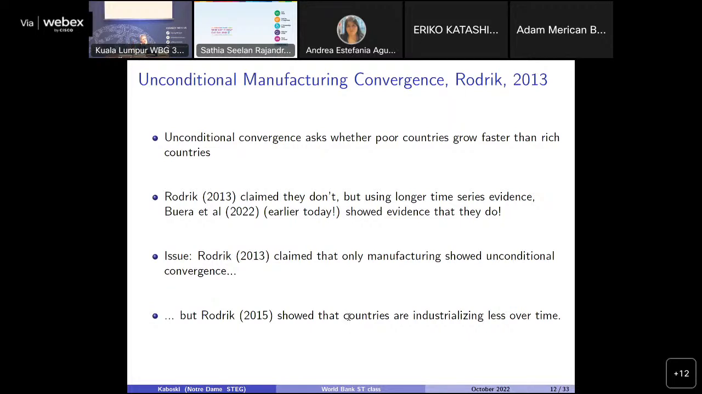What's unconditional convergence? Unconditional convergence asks whether poor countries grow faster than rich countries. Rodrik claimed that poor countries don't. And I just presented a paper that showed that poor countries do grow faster. And so there's a little bit of a question about where the discrepancy comes from. And I think it's the time series. Rodrik uses a very short time series. He also controls for fixed effects and time, but I think it's largely just that we have a much longer time series.